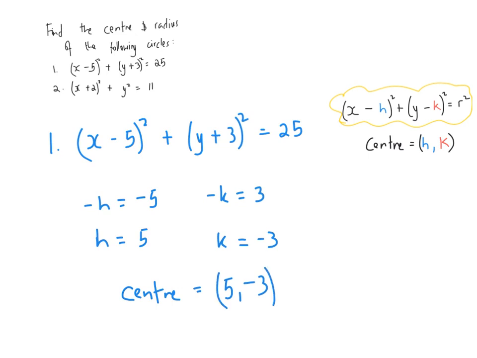So again, what do we notice here? The opposite signs. Okay, and then our radius, very straightforward, r squared is equal to 25, so the radius is equal to 5. So that's our answer to the first one.